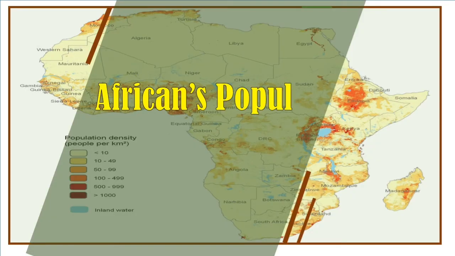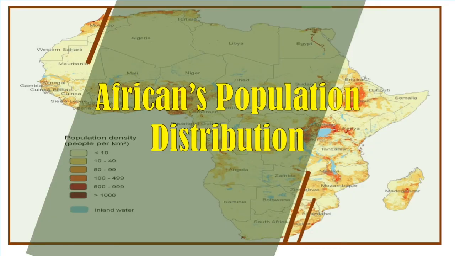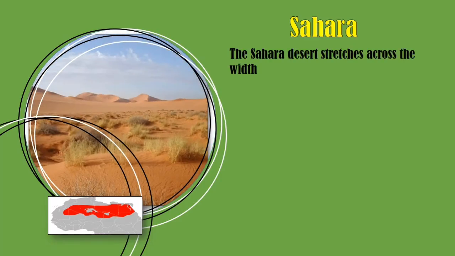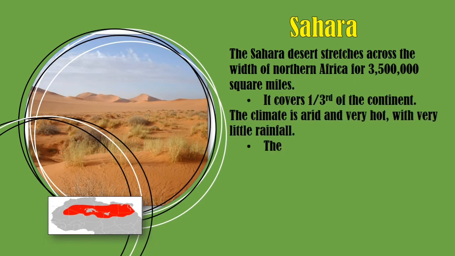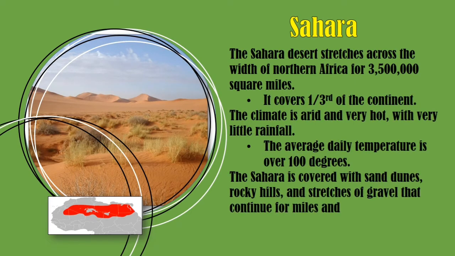Now let's move to Africa's population distribution. You are familiar with the Sahara. The Sahara Desert stretches across the width of northern Africa for 3,500,000 square miles. It covers one third of the African continent, where the climate is arid and very hot with very little rainfall. The average daily temperature in the area is over 100 degrees.